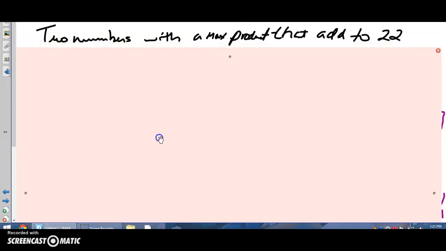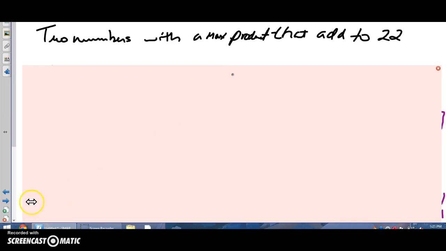So, 2 numbers with a max product that add to 22. I want to get the max product of 2 numbers that add to 22. And I'm going to give this away, okay? It's always going to be half of the number. So the 2 numbers are going to be 11 and 11. But what we're going to do is work our way through this and figure out how to prove that that is the case. And then we'll also find out what the maximum product is.